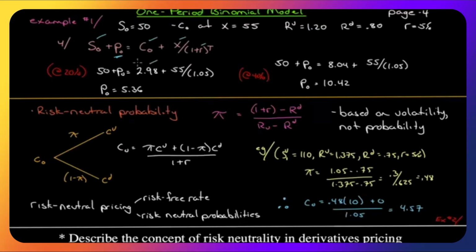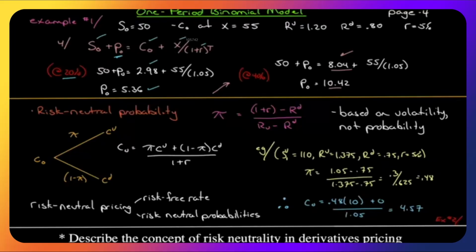298 was the call price that we arrived at. At 20% volatility, plug in your numbers, solve for P naught, you'll get 536. It also wants you to solve it at 40% volatility. What should we see? We should see a higher put price. Increased volatility increases the price of all options. There's the call, went from 298 to 804. There's the put, went from 536 to 1042.